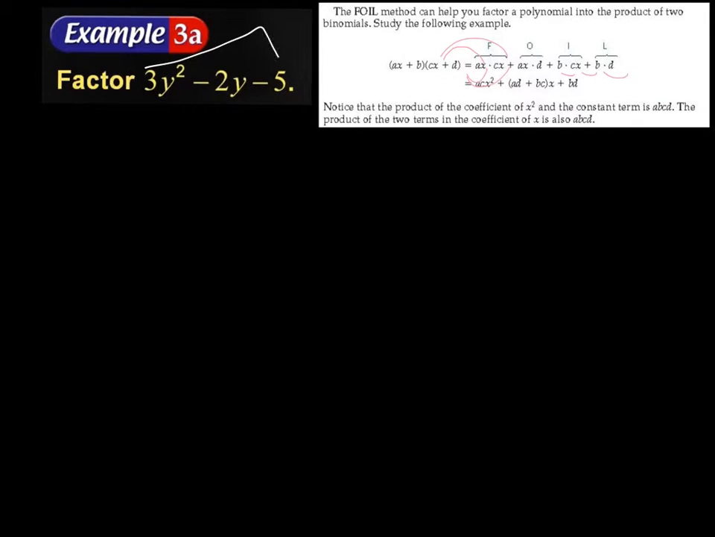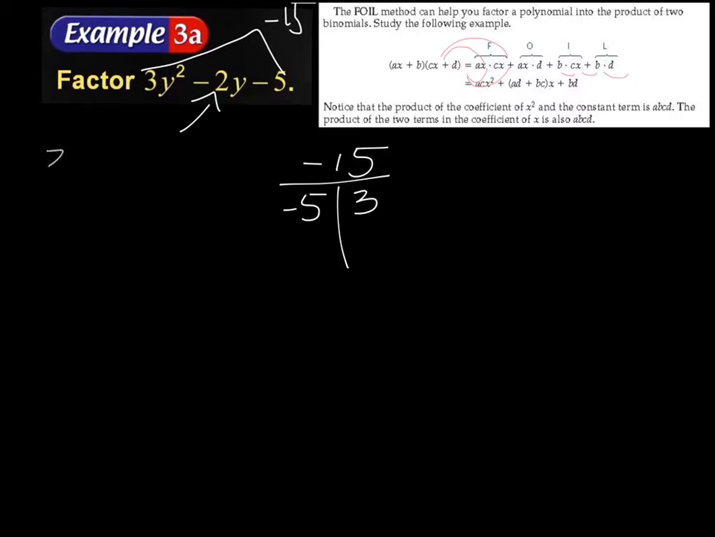So if we take 3 times negative 5, we get negative 15. So we're looking for factors of negative 15 that are going to give us a sum of negative 2. We go with negative 5 and positive 3. So we can rewrite our polynomial as 3y squared minus 5y plus 3y, which is equivalent to negative 2y, minus 5.